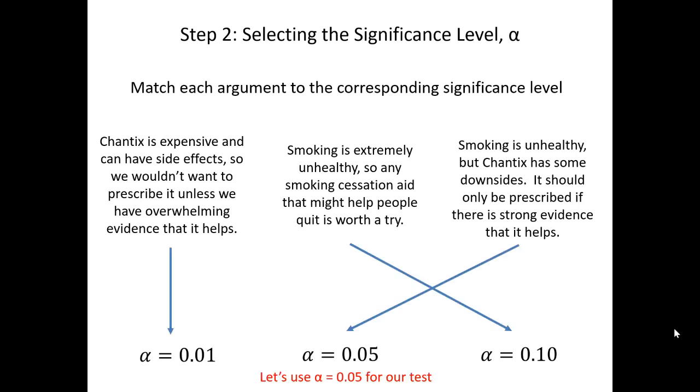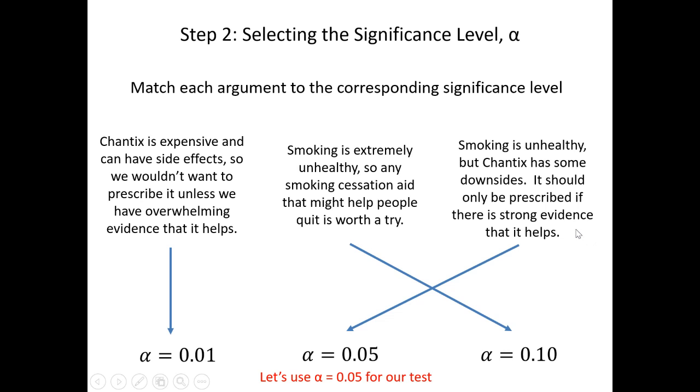All right, here's the correct answer. So remember, a small alpha, like 1%, is going to require the strongest evidence before we can reject the null hypothesis. So that is, we would need to have overwhelming evidence that there actually is an effect, that Chantix helps, before we prescribe it to people. At the other extreme, 10% is going to require the least amount of evidence. So that matches up with the middle statement because here, we consider that smoking is just so bad for you that we're willing to try anything, even if the evidence is not especially strong.